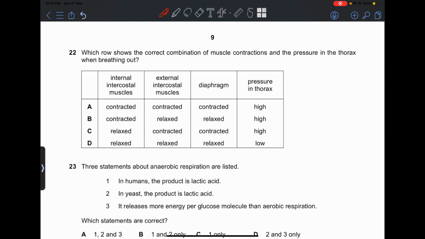22. Which row shows the correct combination of muscle contractions and the pressure in the thorax when breathing out? Of course, we all know that internal intercostal muscles will be contracted, and then the external intercostal muscles are the opposite of the internal. So if the internal intercostal muscle is, for example, relaxed, then the external ones will be contracted because they are the opposites. And the diaphragm will be relaxed, and the pressure should be high because the diaphragm is relaxed. So our answer is going to be B for this question.